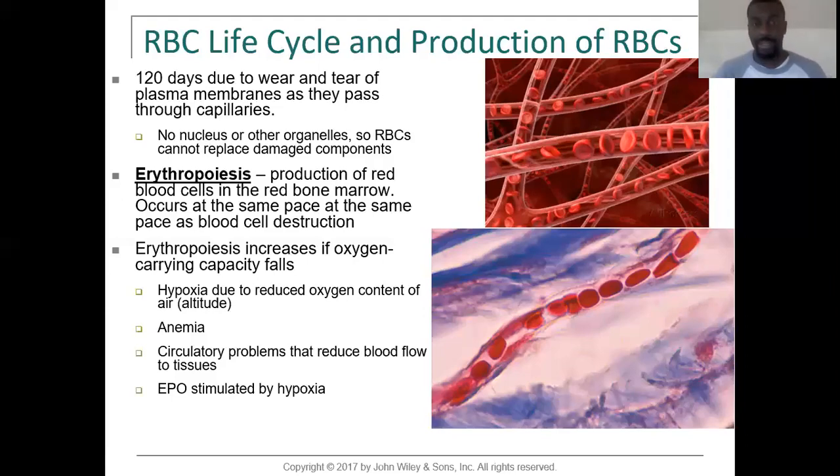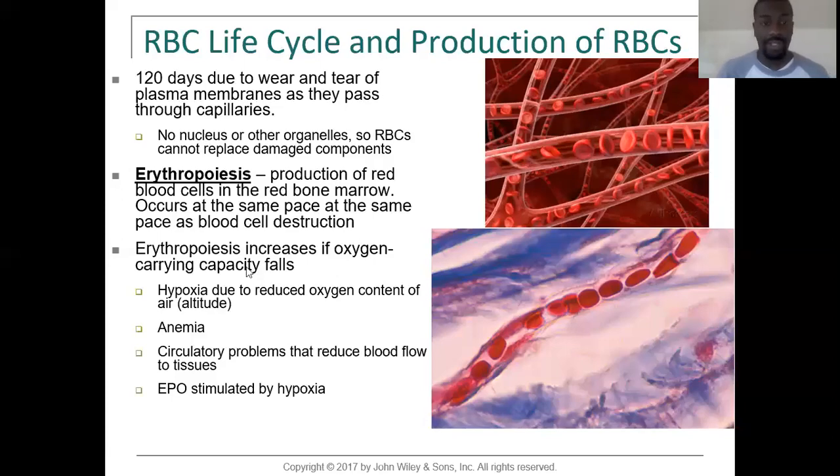So eventually, if you need to replace those red blood cells, they're going to be replaced through the process of erythropoiesis, which is where you produce new red blood cells through the red bone marrow. The really cool thing about erythropoiesis is that it happens at about the same pace as red blood cell destruction. Okay? So you're producing new red blood cells at about the same rate as you're losing red blood cells. So in a normal individual, you're never going to have a situation where you're producing more red blood cells than are dying, or having more red blood cells dying than you're able to produce. It's always going to be in balance, happening at about the same pace.